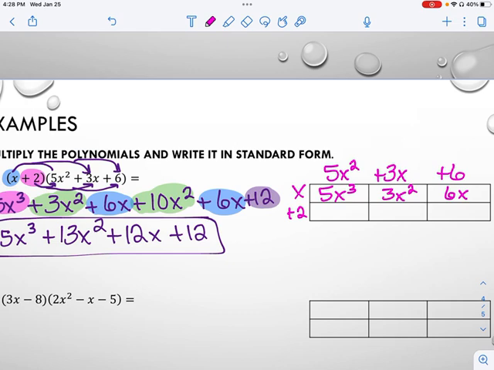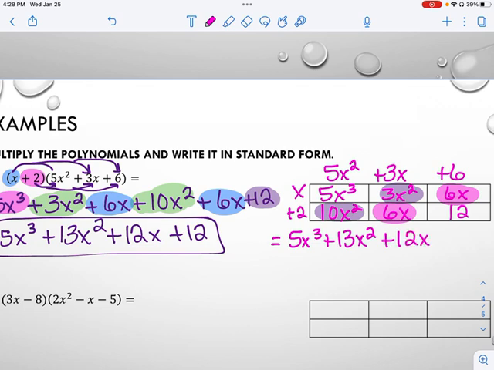Then I go 2 times 5x squared, that's going to give me 10x squared. 2 times 3x gives me 6x. 2 times 6 gets me 12. So now I start looking. I start here at the beginning and I go 5x to the third. I look for like terms, so I have 10x squared and 3x squared. That's going to give me 13x squared. I look again and I have 6x and 6x, and that's going to give me plus 12x. And then my last one there is plus 12, and there's nothing alike to it, so I just have the plus 12 on the end.